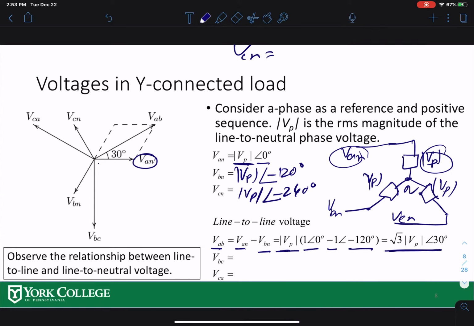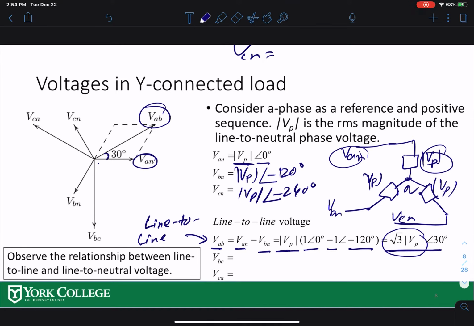So what it means is that it's called line to line voltage over here. So line to line voltage over here is basically square root of 3 times the phase voltage, and there's an angle difference of 30. So this angle is right here, you can see that, and this is the magnitude. Magnitude is square root of 3 times higher than your phase voltage. From that one, you can easily write this one here.